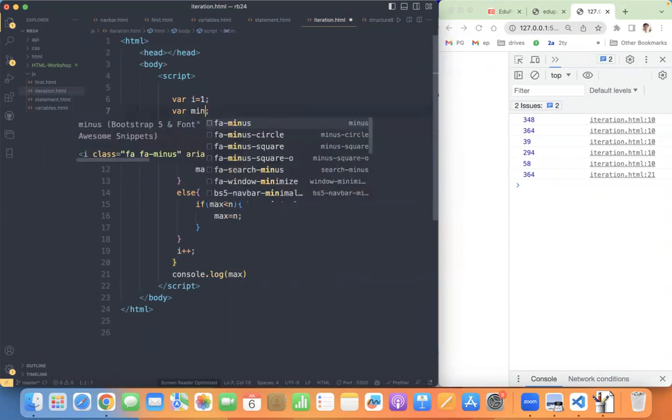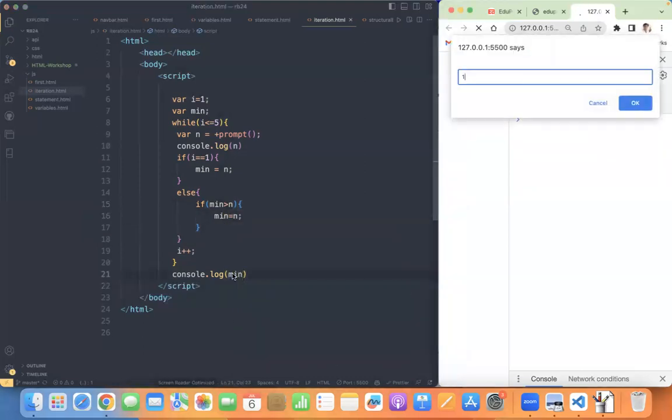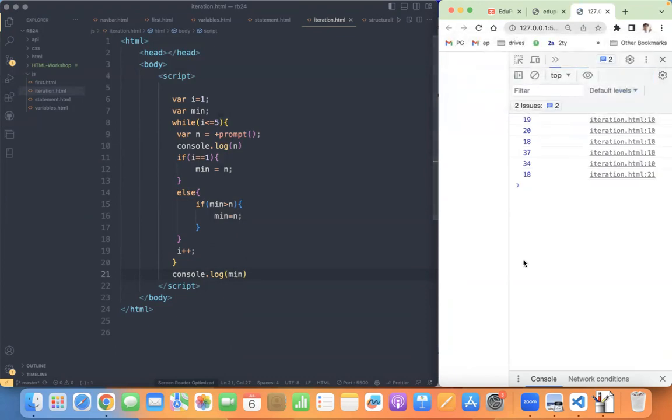Okay, I'll first take a variable min. The first number should always go to min, because the first number is always the base. Then if min is greater than n, that means some other new smaller number is found, so min is equal to n. So finally, min. 10, 19, 20, 18, 37, 34. What is the minimum number? 18.